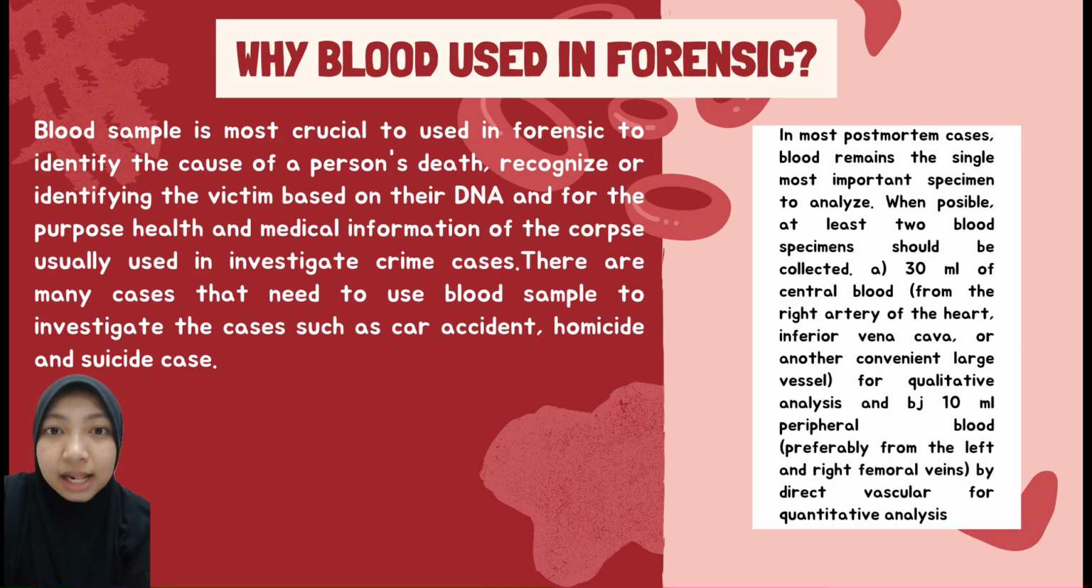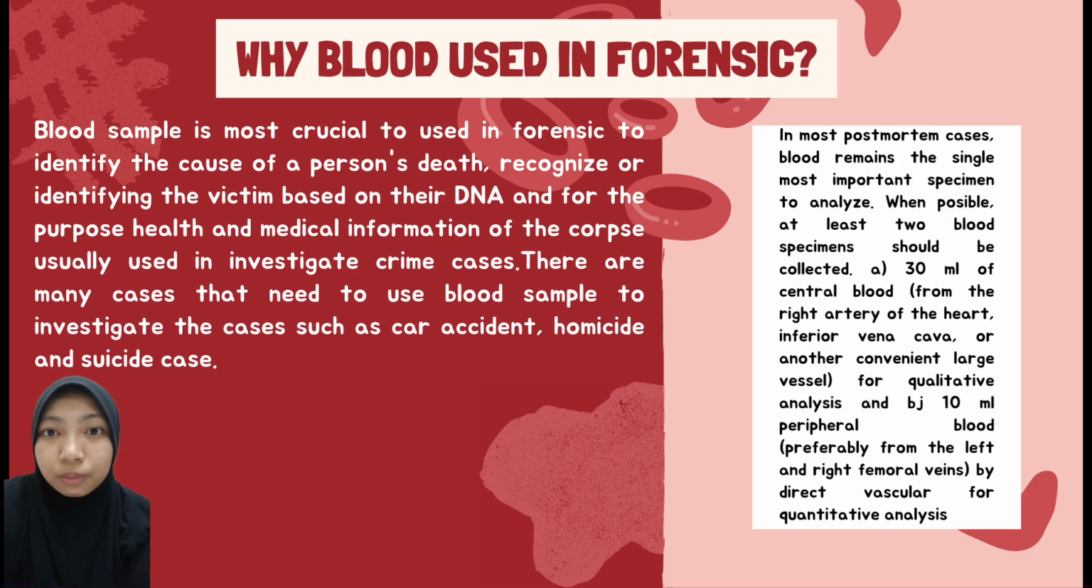First is 30 ml of central blood from the right atrium of the heart, inferior vena cava, or another convenient large vessel for qualitative analysis, and the second one is 10 ml of peripheral blood, preferably from the left and right femoral veins, by direct venipuncture for quantitative analysis.